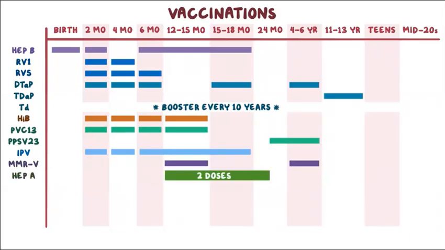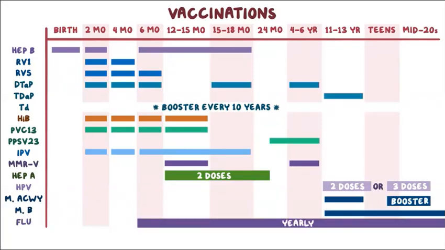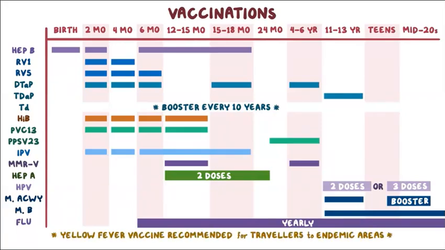23 months of age, human papillomavirus, or HPV, as 2 doses in 9 to 14-year-olds and 3 doses in 15 to 26-year-olds, meningococcal ACWY in 11 to 12 and 16 to 23-year-olds, and B serotype in adolescents 10 years or older at an increased risk for meningococcal disease, and influenza vaccine yearly after 6 months of age. The yellow fever vaccine is recommended for travelers to endemic areas.